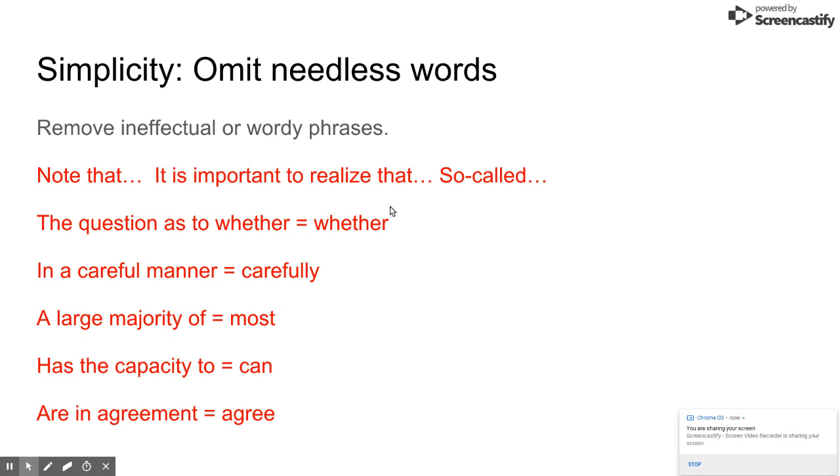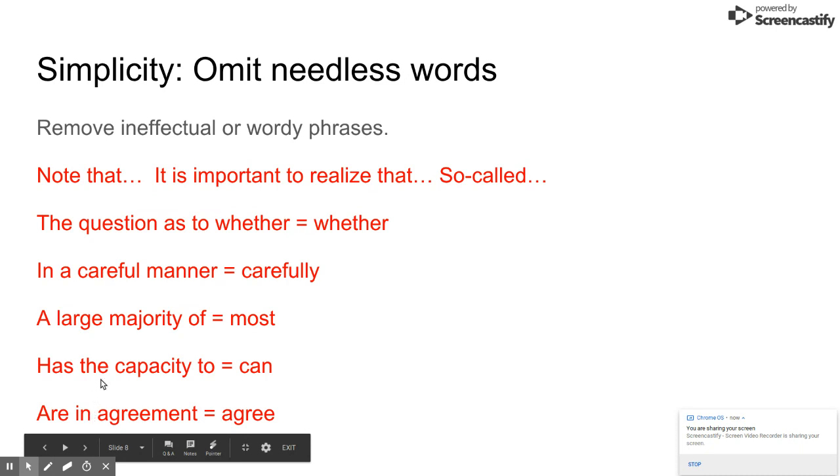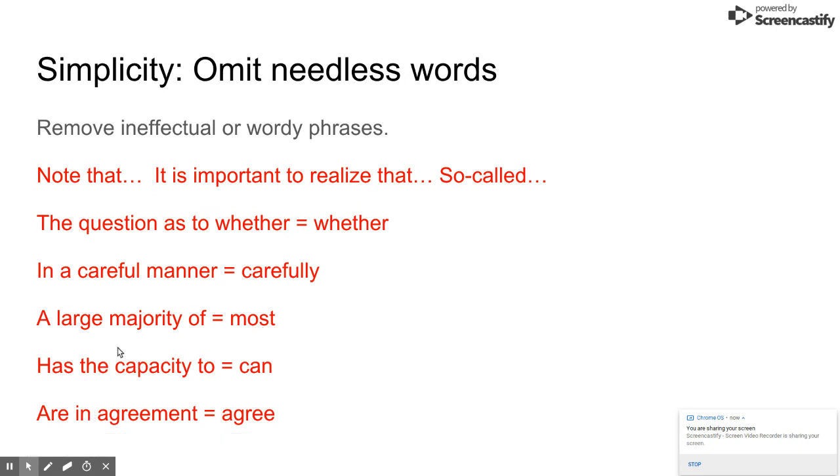So these are some examples of ineffectual phrases. Note that, it's important to realize that, or so-called. The idea here is that it doesn't actually matter if you start a sentence with these. Get rid of it. So it is important to realize that craters are the most common landform in the solar system. Well, if you just say craters are the most common landform in the solar system, you're getting the same message across. Somebody's still going to learn that. And then these are wordy phrases. So you could pick anything here on the left and just replace it with the word on the right. A large majority of makes you sound smart, but really you can just write most.